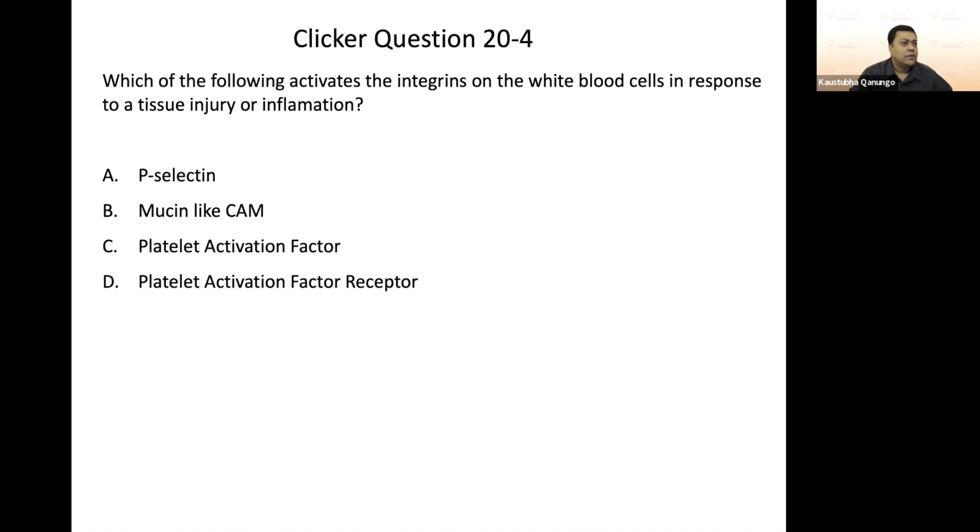And let's do the last quiz. Which of the following activates the integrins on the white blood cells in response to a tissue injury or inflammation? P-selectin, mucin-like CAM, platelet activation factor, or platelet activation factor receptor.